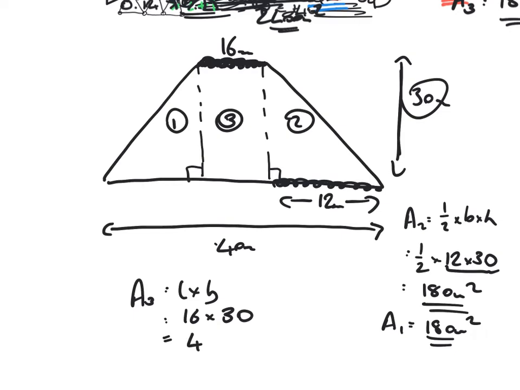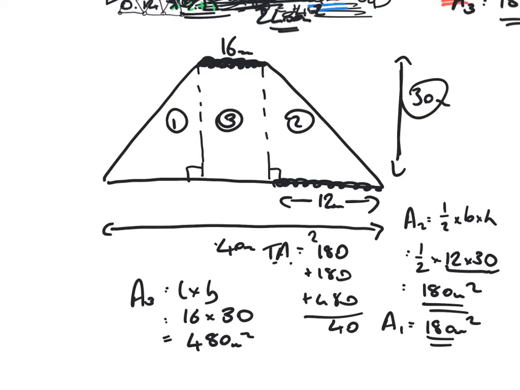me 480 square centimetres. Okay, total area, add them all together, 180 plus 180 plus 480. Well, that's 0, 8 plus 8 plus 8 is 24, 4 down carry 2, that'll be 3, 4, 8, 840 square centimetres for the total area. Okay, we're now preparing for question 9.